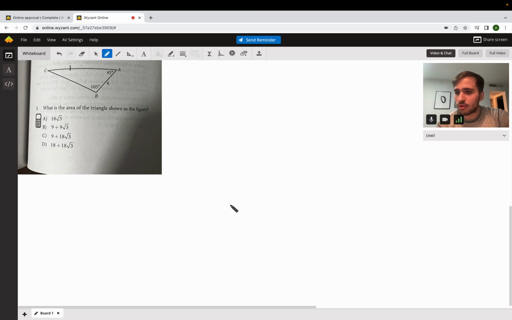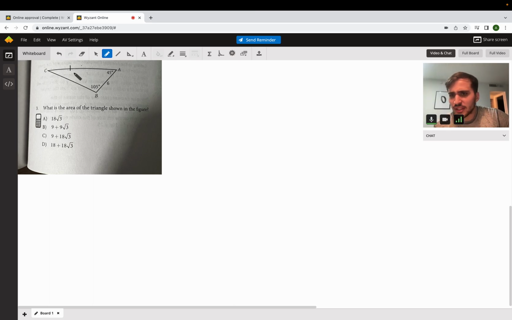So, if you look at our answer choices, all of them include a number, a constant, next to a radical. In this case, radical 3. The fact that each of them is next to a radical 3 is indicative of the fact that we're going to be dealing with special right triangles. And I'll show you exactly what I mean in just a little bit. So let's get to solving it.